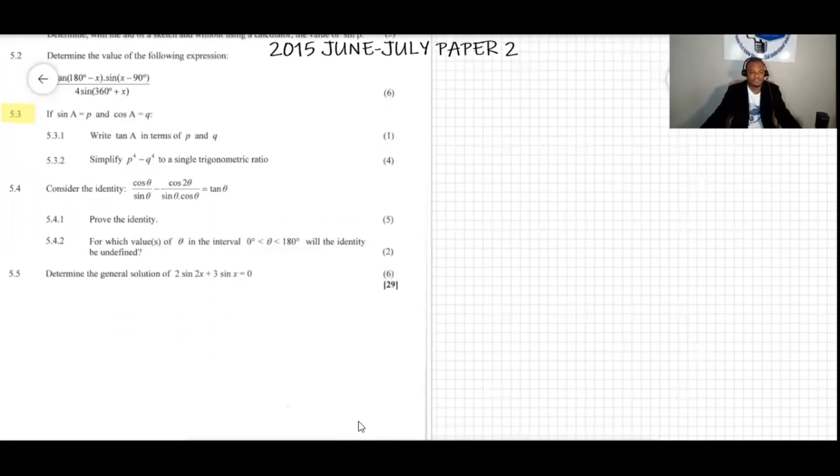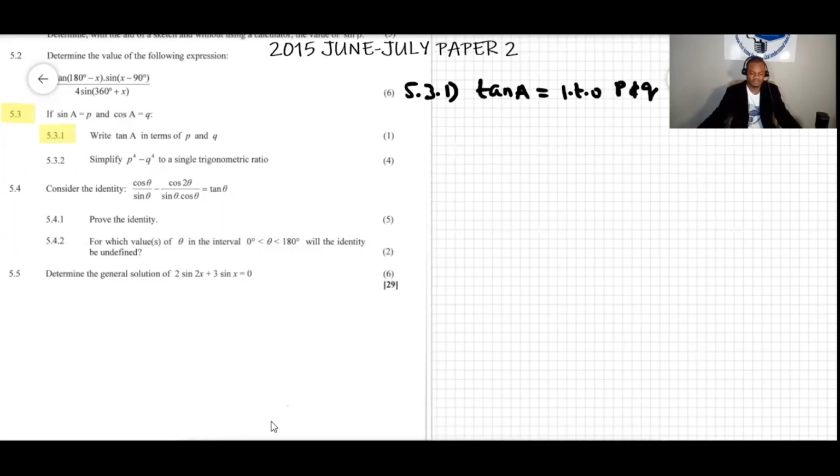Well, we have question 5.3. Question 5.3 says if sine A is equal to P and cos A is equal to Q, 5.3.1, we're doing 5.3.1 now. That says write tan A in terms of P and Q. So now, 5.3.1, we need to write tan A in terms of P and Q.